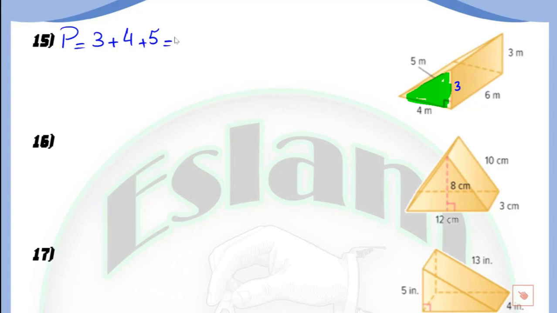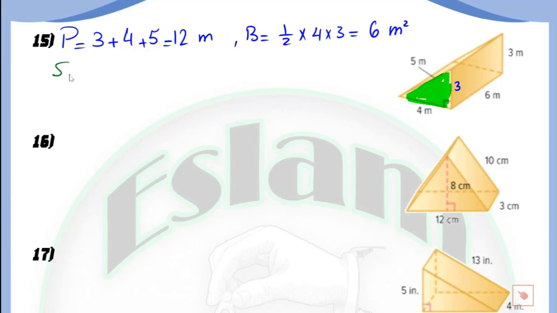By adding, you will find that the answer will be equal to 12. Now we need to find the area. The area of the triangle will be equal to half multiplied by the length of the base multiplied by the height, which is half times 4 times 3. The answer will be equal to 6 square units.